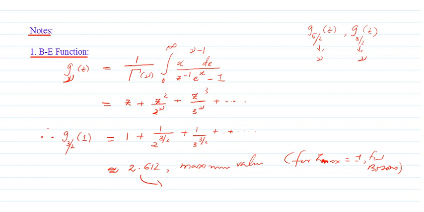This value is also equal to the Riemann zeta function, zeta of 3 by 2. This is the value that we have used in the derivation of the condition for the onset of BEC. That's one thing you have to remember. Now, these are only for your own understanding. You can just read it and try to understand. No need to memorize everything there.